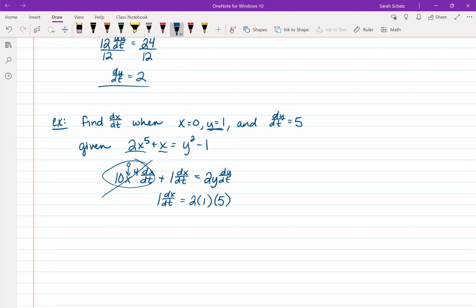So 1 dx/dt, well, that's just dx/dt. That's what you're looking for. And it just equals 10. So just like implicit differentiation, you'll notice that even if you get to a point that looks a little more complicated and you think you're going to have to combine these terms, and sometimes you will, sometimes when you put in your point, it gets a lot simpler. Like this one got extremely easier.